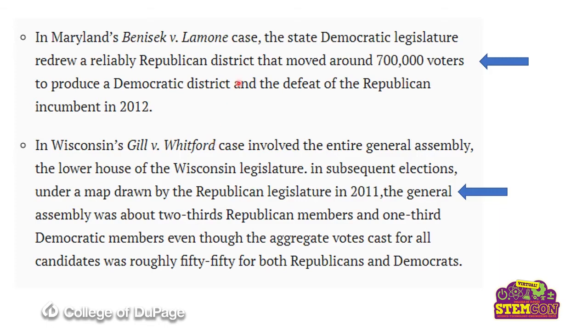Other cases in Maryland recently involved a reliably Republican district moved 700,000 voters, produced a Democratic district, and the defeat of a Republican incumbent. And in Wisconsin, the General Assembly was 2/3 Republican members and 1/3 Democrat, even though the aggregate votes were roughly 50-50 for the Republicans and Democrats.